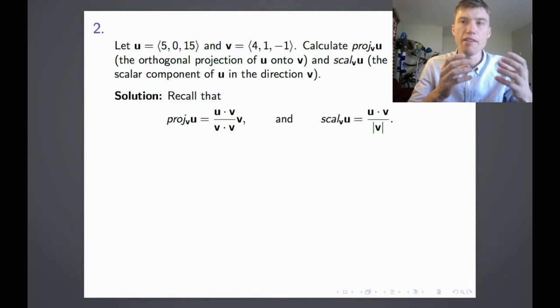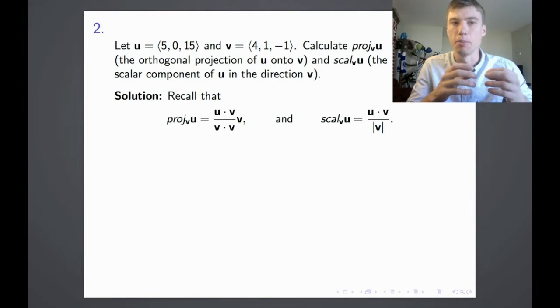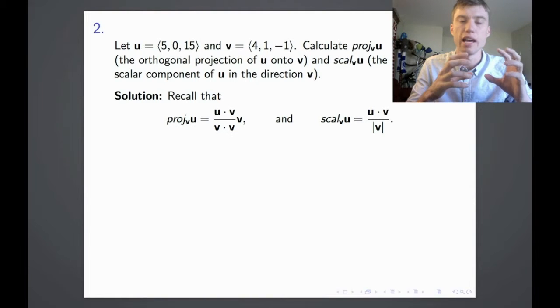U is 5 times the vector 1, 0, 0 plus 0 times the vector 0, 1, 0 plus 15 times the vector 0, 0, 1. So the projection of u in the x-coordinate is 5, the projection of u in the y-coordinate is 0, and the projection of u in the z-coordinate is 15. Projection and the scalar component of u in the direction of v allow us to take vectors and consider them under new coordinate systems. This is incredibly useful in various physical applications, in physics and engineering.